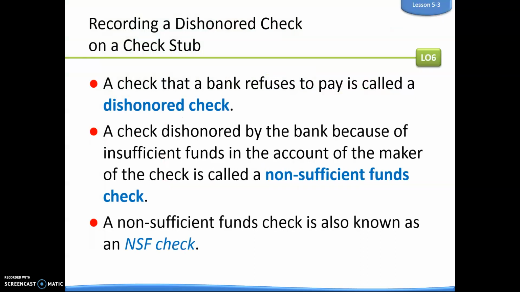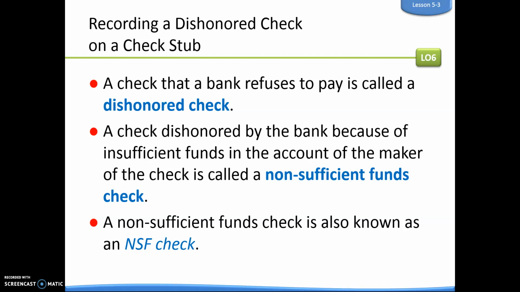So let's get started. The first one we have is something called a dishonored check. A dishonored check is simply a check that a bank refuses to pay for whatever reason. Typically, the most common form of a dishonored check is a non-sufficient funds check, commonly referred to as an NSF check. When one is brought to a bank, it's realized that the person that wrote the check has insufficient funds in their account.